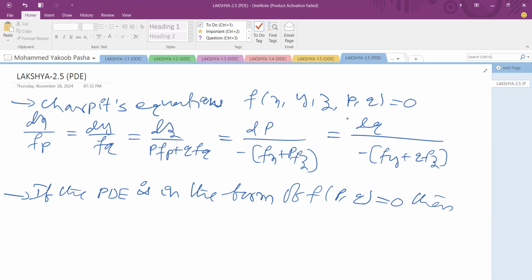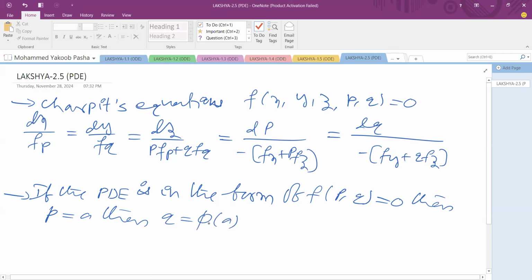Use the Charpit's auxiliary equations and solve the same system of equations. Solving, we get either p = a, then when we write p = a, q is a function of a. Now the general solution can be obtained by putting the values of p and q in the equation dz = p dx + q dy.